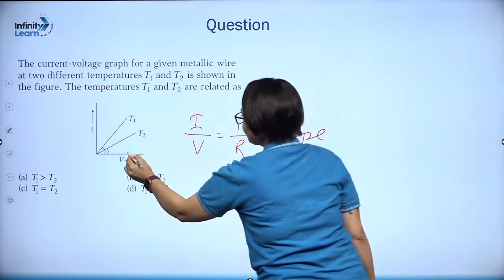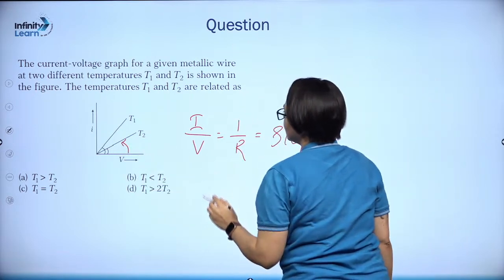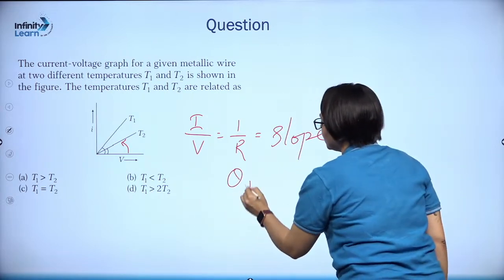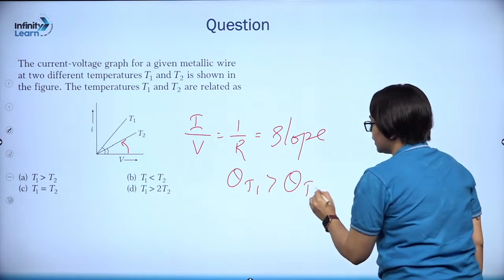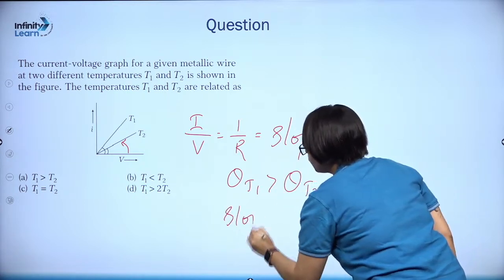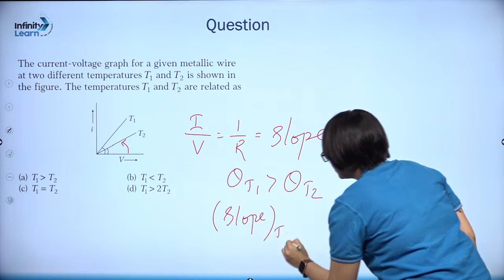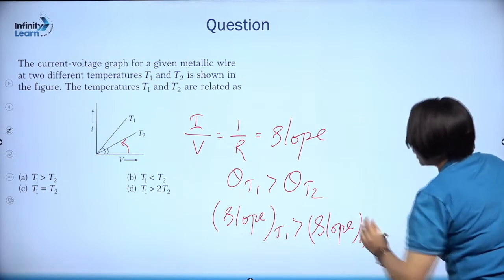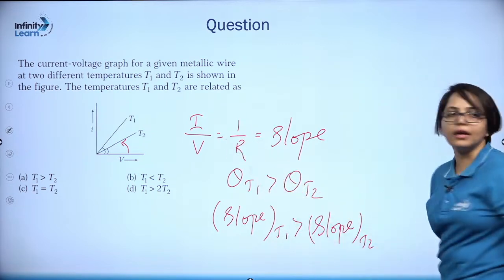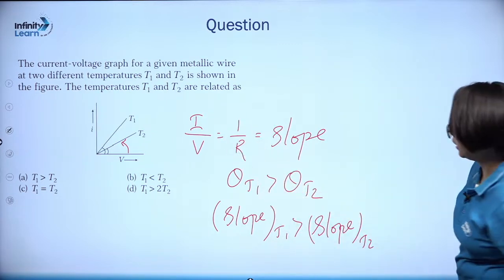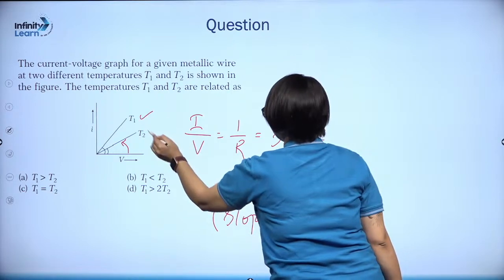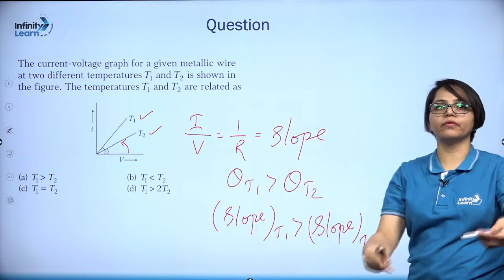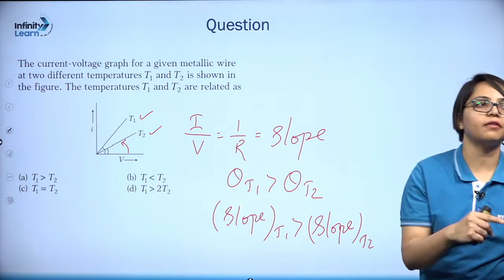Now this angle of inclination is the deciding factor for slope. So theta for T1 is more than theta for T2. So the slope of the T1 graph is more than the slope of the T2 graph. If the angle of inclination is more, then the slope will be more. Okay? It is more for T1 than T2. But slope is 1 upon R. If slope is more, 1 upon R will be more, that means R will be less.